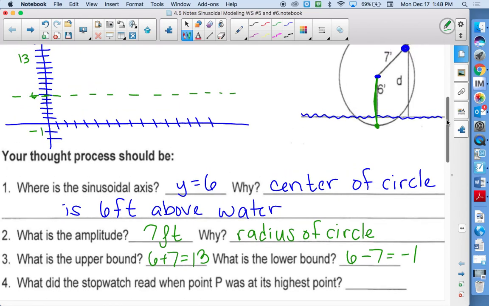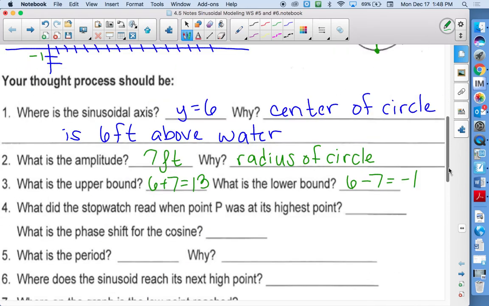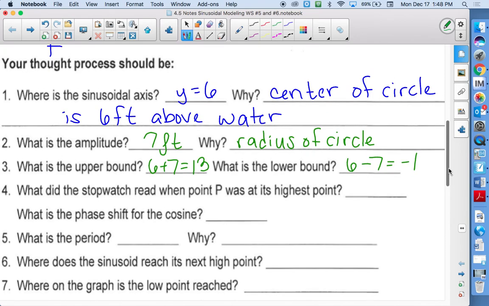So the radius of the circle is 7 feet above, or 7 feet from the center down. So really it's just an extra foot that it's underneath the water. So it's going underneath the water enough to scoop up the water. So now the y-axis is kind of labeled because we know the low, we know the middle, we know the high value. So the next question now gets you to think about that highest point and the phase shift.